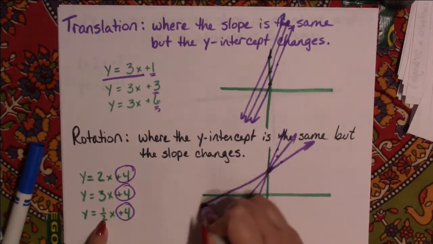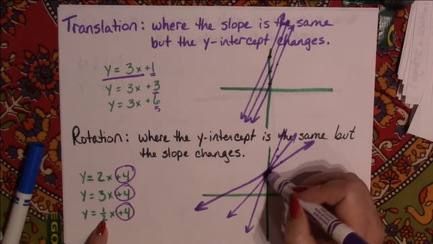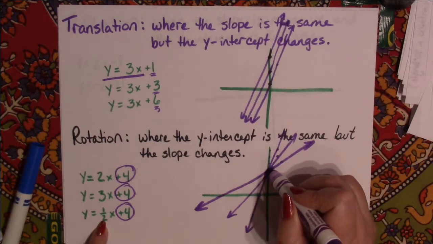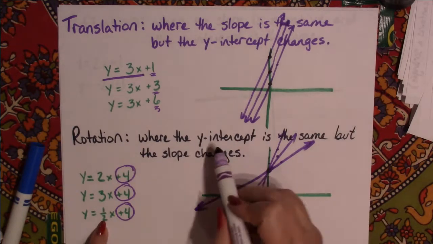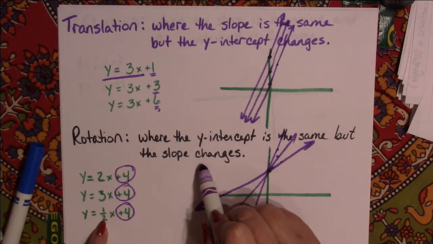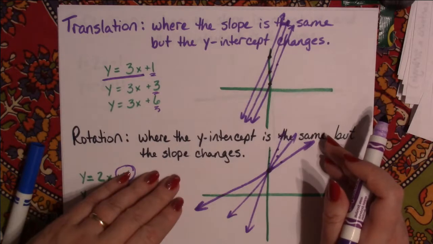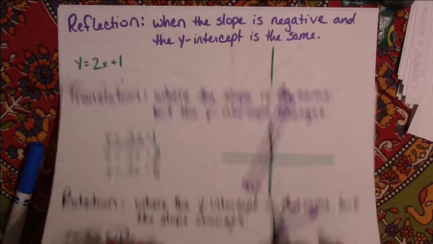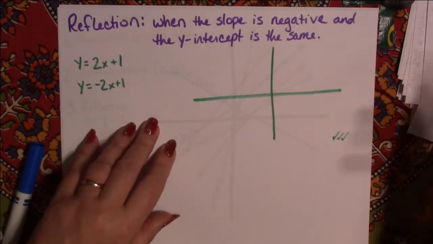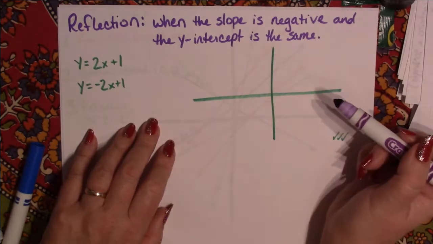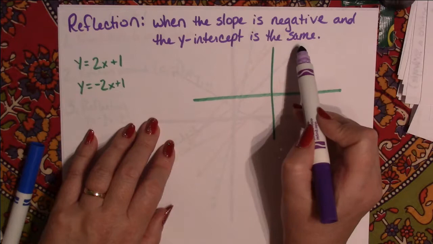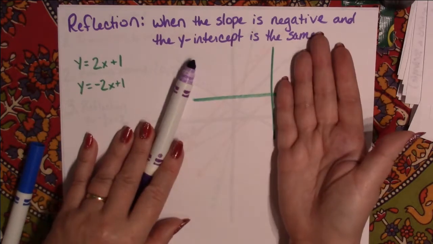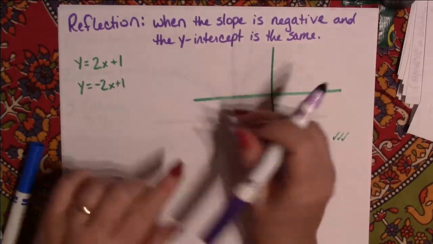And this is called a rotation, and I'm hoping you can see that this is rotating about the spot on the y-axis. So the y-intercept is the same, but the slope changes. The third kind of transformation is a reflection, when the slope is negative and the y-intercept is the same, and that's going to give you a flipped mirror image.